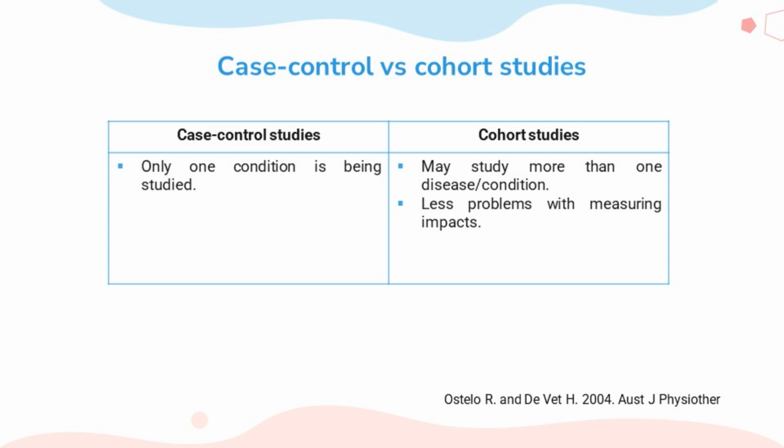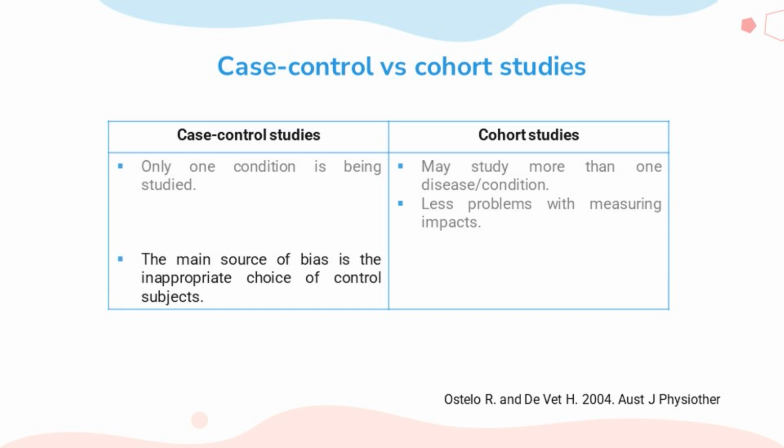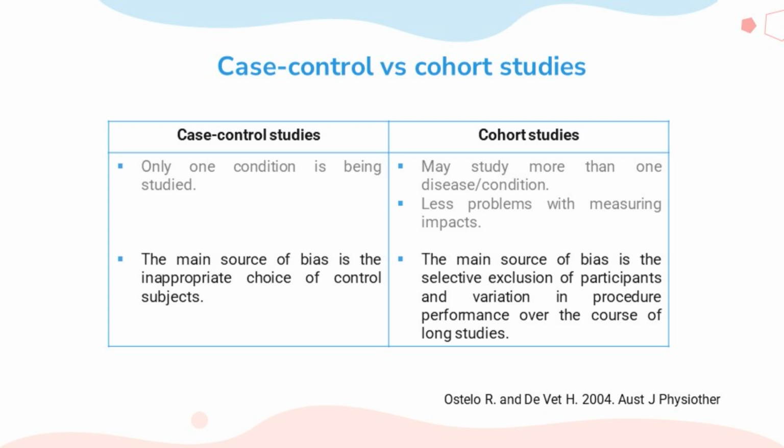Cohort studies have fewer problems in measuring exposure because they are prospective studies. The main source of bias in case control studies is the inappropriate choice of control subjects, and in cohort studies, it is the selective exclusion of participants. When you exclude someone, there should always be a rigorous and clear rationale for doing so.